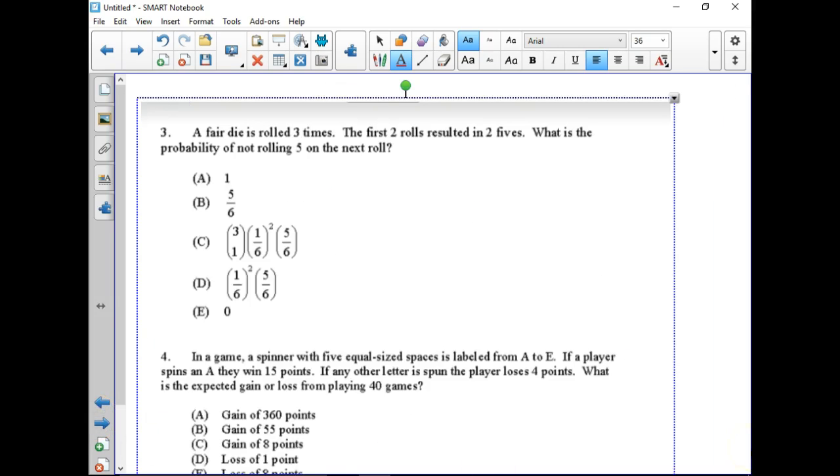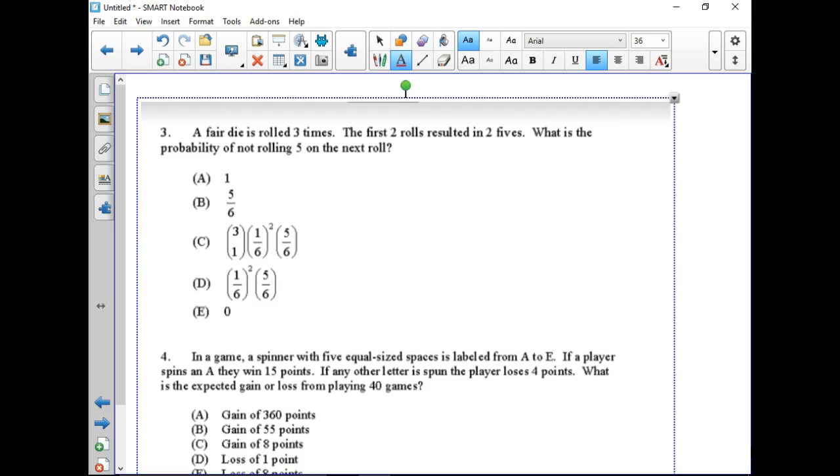Okay, so number 3. This one's kind of a trick question. You have seen this problem before. A pair of die is rolled 3 times. The first 2 rolls resulted in 2 5s. What is the probability of not rolling a 5 on the next roll? Those are independent. It doesn't matter.